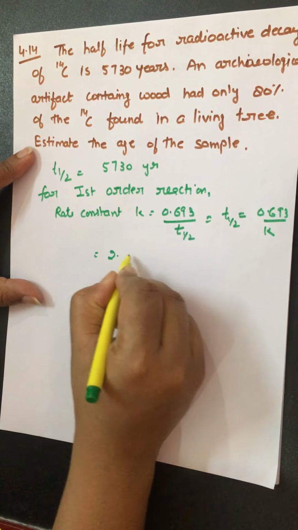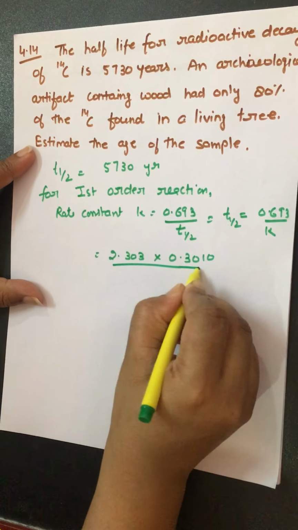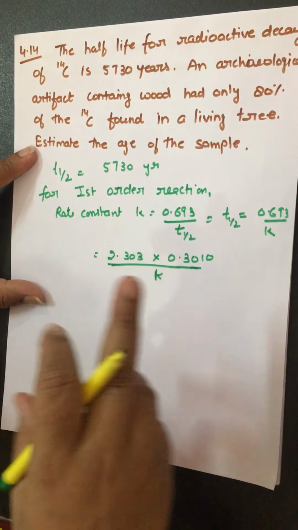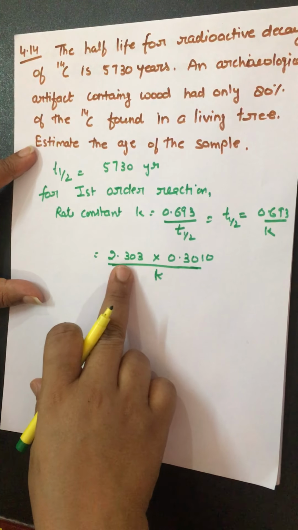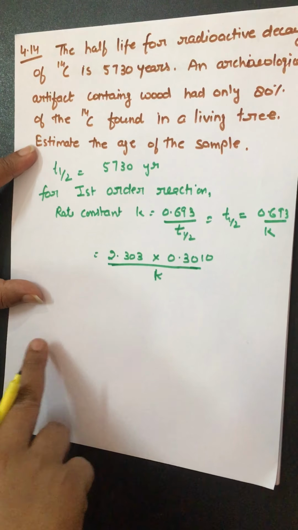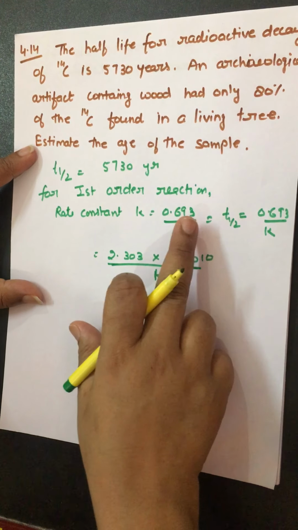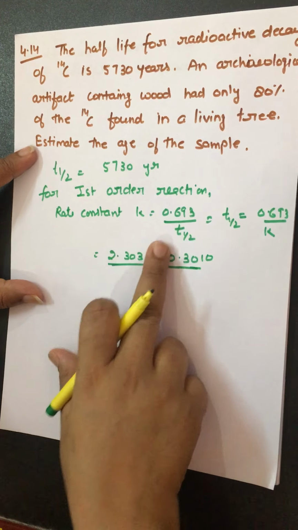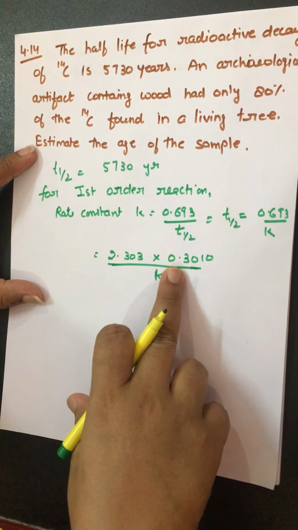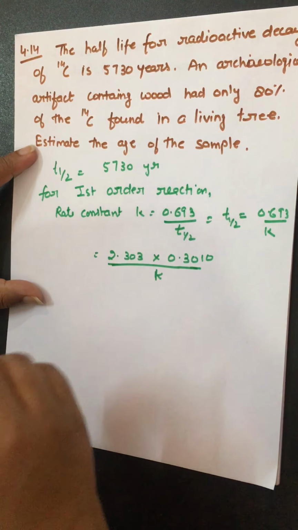If you remember the formula, 2.303 into 0.3010 over K. Why I use this formula? Because 2.303 will be cancelled out when we put this value in the first order rate constant formula. Okay, so I write this formula in expanded form. 0.693, how it comes out? When we multiply 2.303 into 0.3010, we find out this formula when we did it in the first order kinetics.